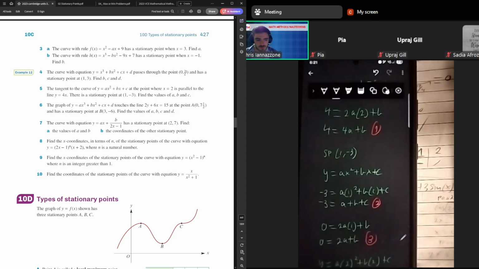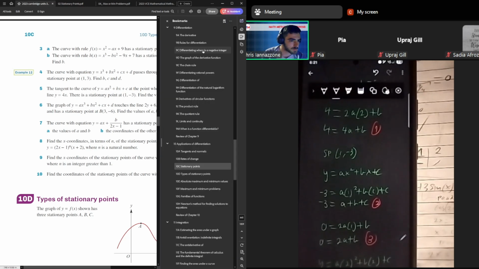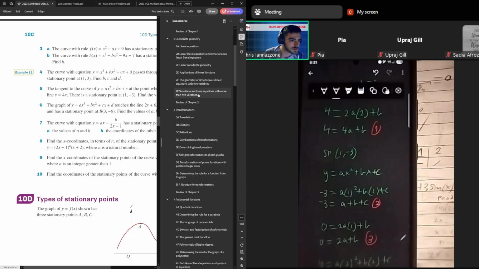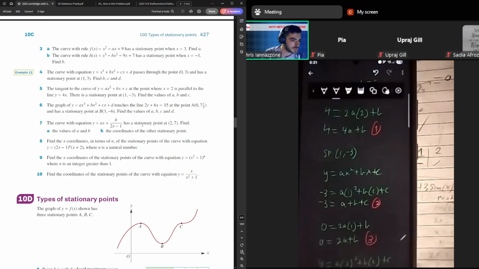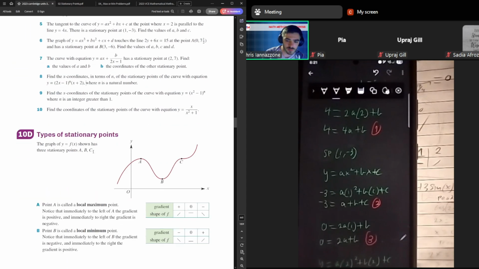But I think we'd be better off if we start looking at least 10D, which would be the types of stationary points. So if you do need to revise simultaneous, be sure to go back to chapter 2, somewhere around question 2. So 2C and 2F. Yeah, 2C, 2F. There are more complicated questions in here, but as long as you get the gist of what's going on here, that should prepare you nicely enough for those.